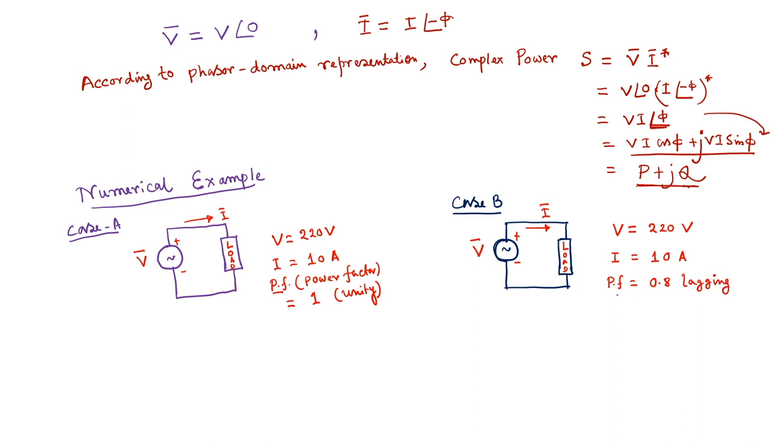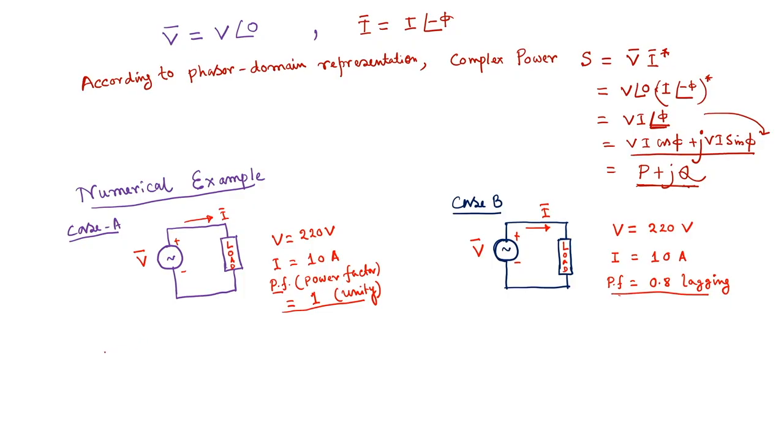Okay. So, the only difference between this case and case A is that the power factor is different in both cases. In one case, the load has unity power factor, and in the other case, the load has a power factor of 0.8 lagging. Now, we will determine the active and reactive power for this type of load.